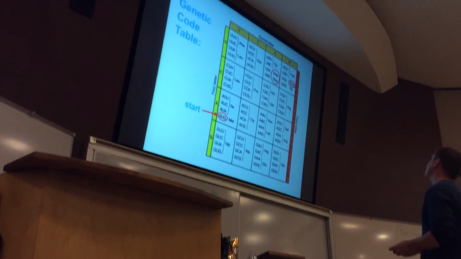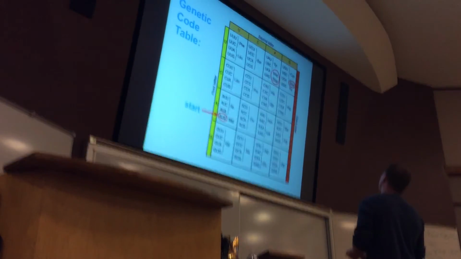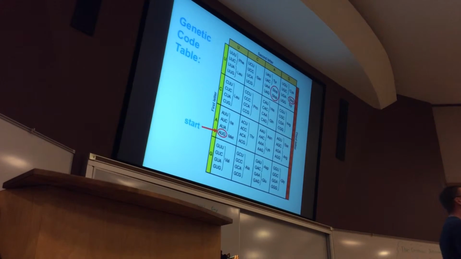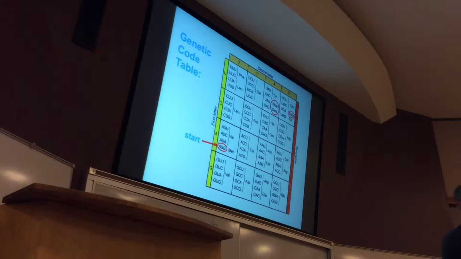Let's see, my favorites are those guys. So what happens if I change two positions? Doesn't really matter, I can change two positions. I'm going to change UCC to AGC. UCC to AGC. What do we got? It's a silent mutation.